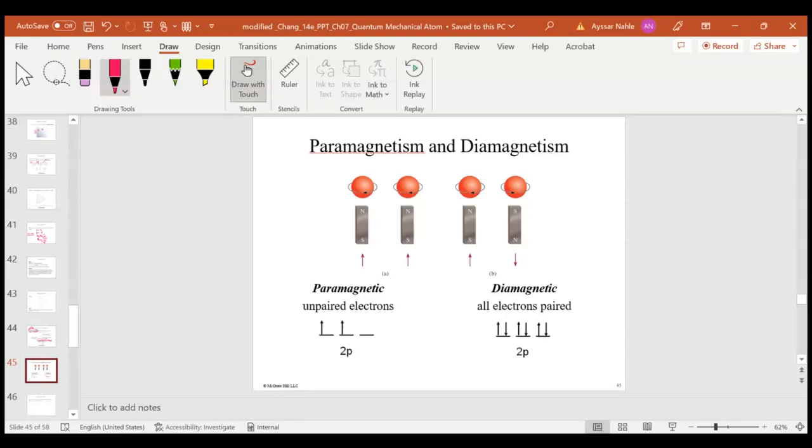Now again, this is the spin, the ms. The spin number can be either plus half or minus half, depending on how they are spinning. North up, south down, this is plus half, that's minus half, and so on. If it has unpaired electrons, what do we call them? Paramagnetic. All paired electrons, we call diamagnetic, as simple as this. This will be attracted by the external magnet, and this will not be attracted by the external magnet.